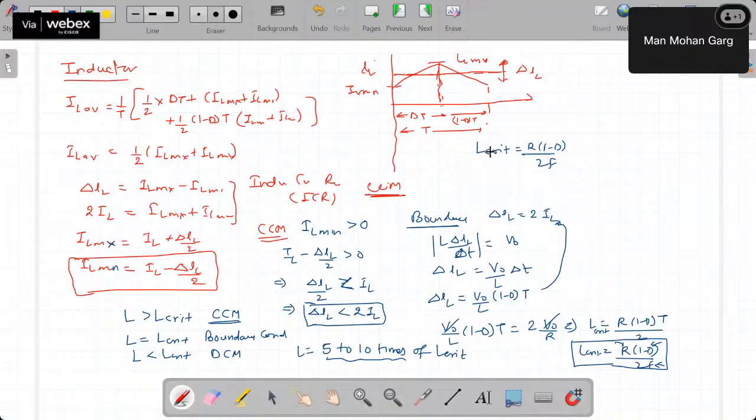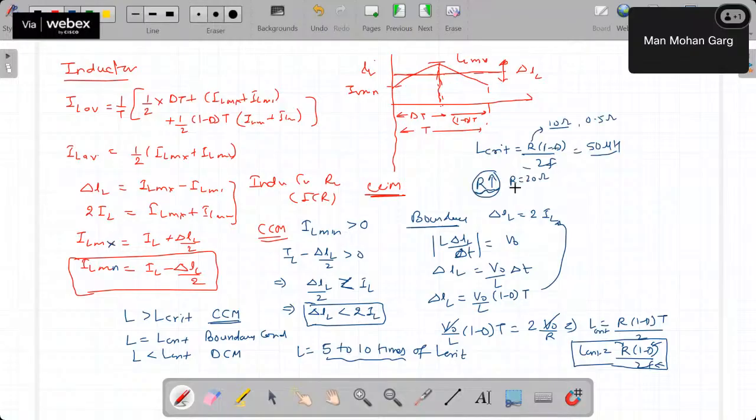Due to some reason this R has increased. Let's say R becomes now 20 ohm. Now what is the L critical required? It is obviously double, which means it should be 100 microhenry, considering all other parameters are constant. But in your actual circuit it is 50 microhenry only, and the load resistance has increased to 20 ohm.